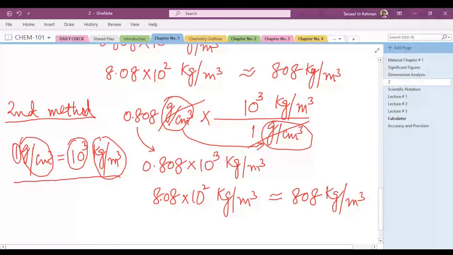Okay friends, so these are the examples. There are some questions in your exercise. Try to solve those questions.